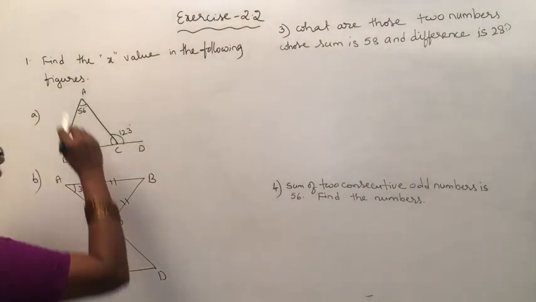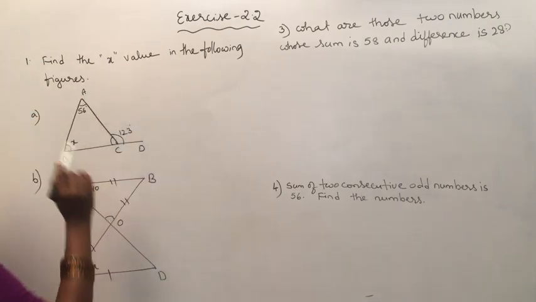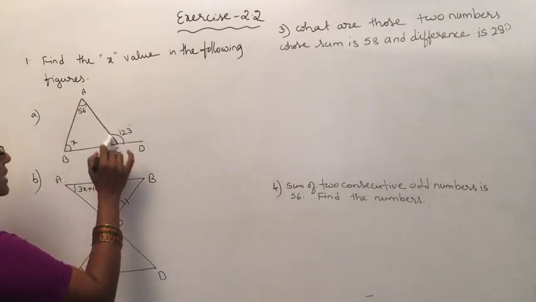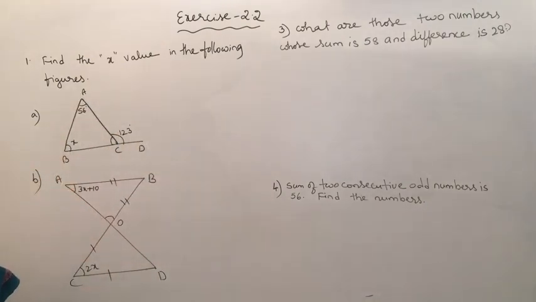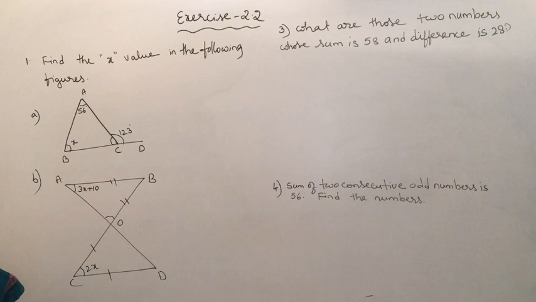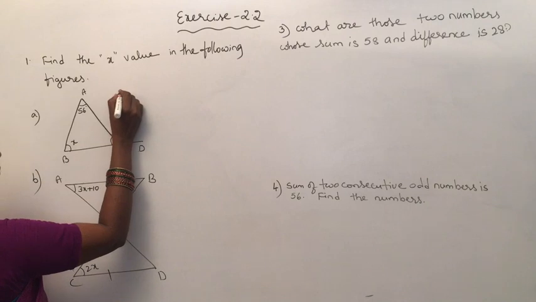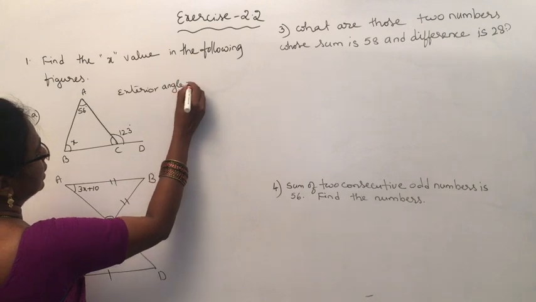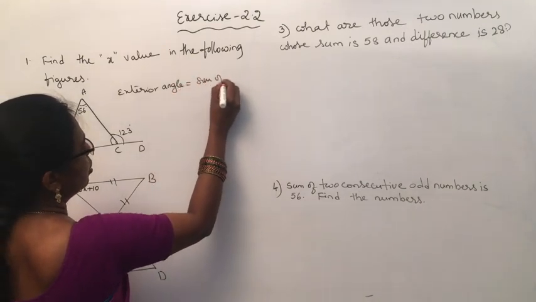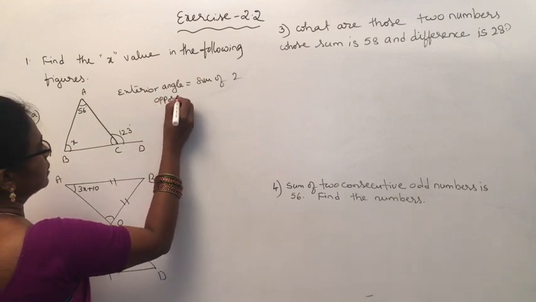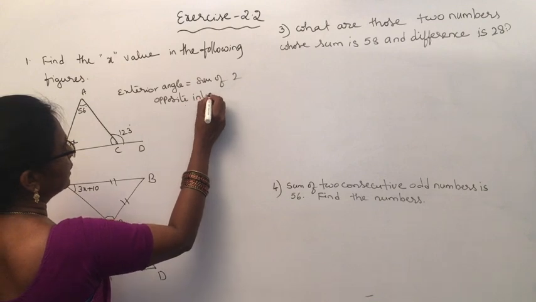Now here, find the x value in the following figures. ABC is one triangle and angle ACD is the exterior angle. What is the relation between the exterior angle and the interior angles? Exterior angle is equal to the sum of the two opposite interior angles.